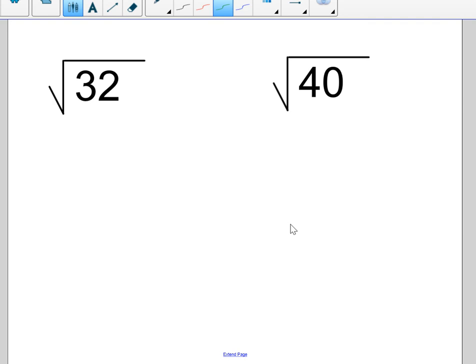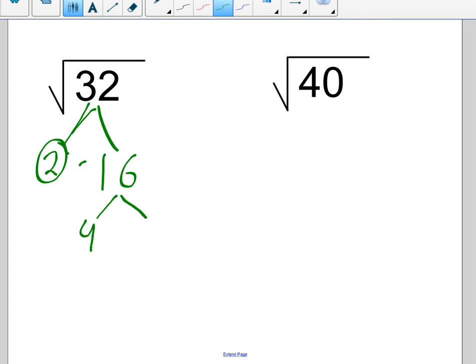There is no number you can multiply times itself to get to 32. So what we're going to do is break 32 down into its factors, just like we could break 25 down into 5 times 5. I'm going to break 32 down into 2 times 16. And then 2 doesn't break down any further. 2 is a prime number, so I'm done breaking that down.